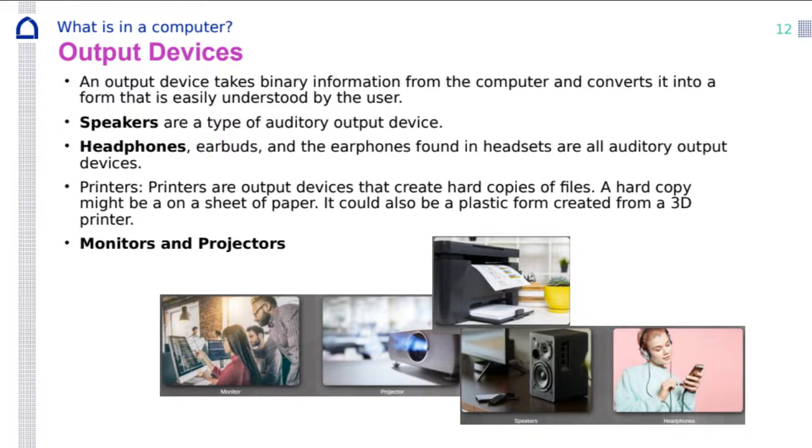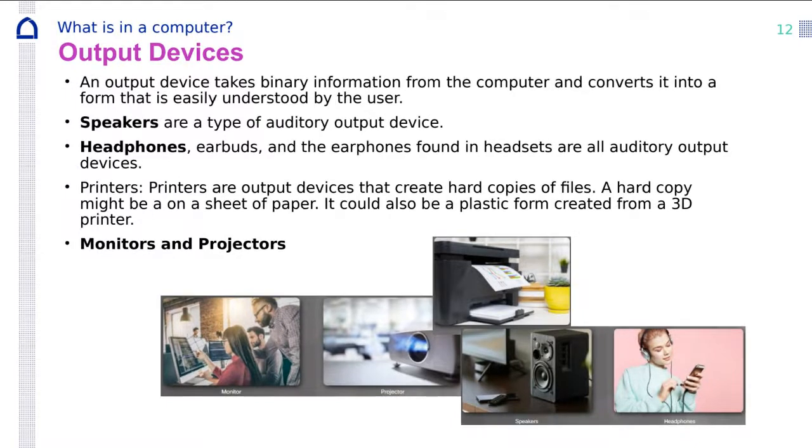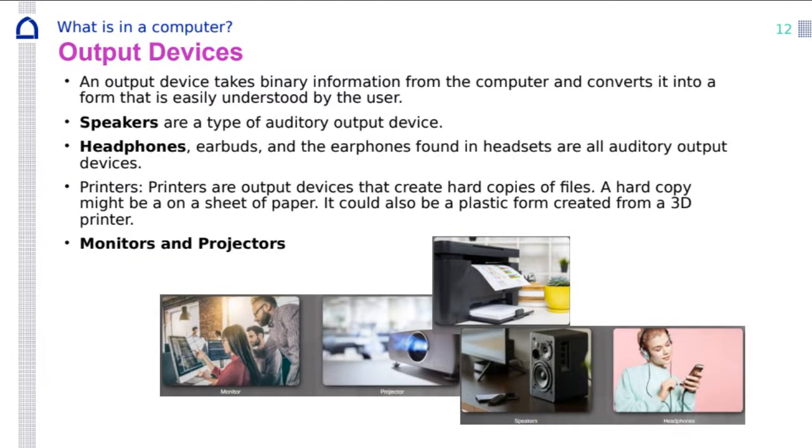Output devices, like speakers. An output device takes the binary information from the computer and converts it into a form that is easily understood by the user. It will take the digital data from the computer and present it to you, like print it on paper or on the screen, or on the speaker, you hear it, audio. So such as speakers, headphones, printers, monitors, and projectors.